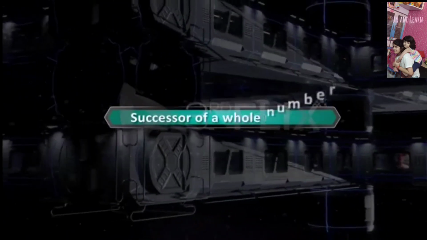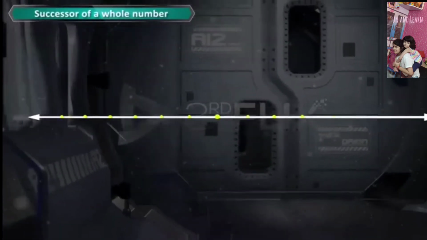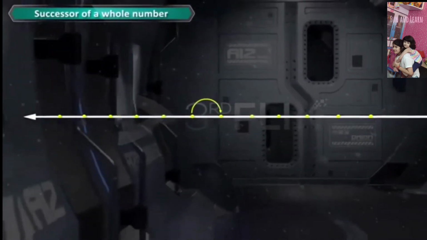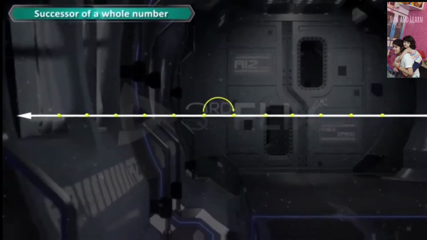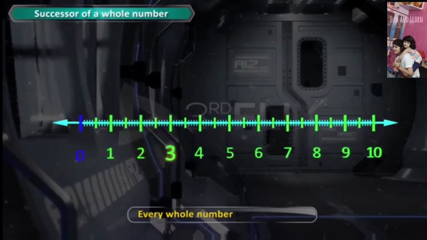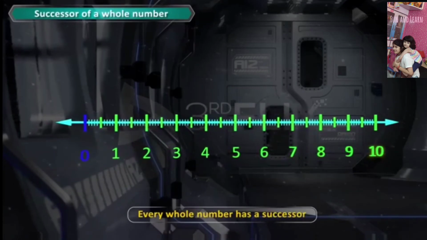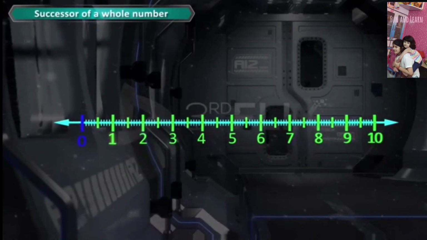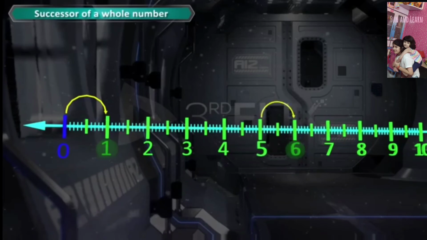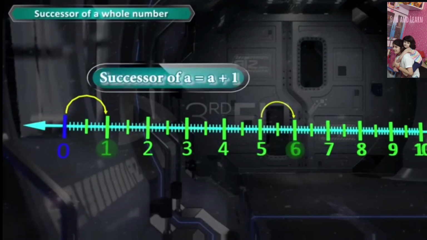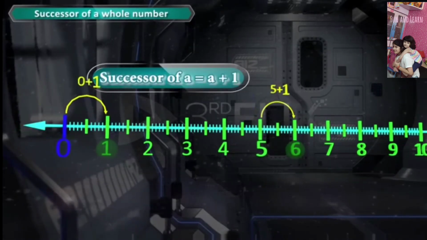Successor of a whole number. The number which comes after the given number is called the successor of that number. We can say every whole number has a successor. 1 is the successor of 0. In the same way, 6 is the successor of 5. To find the successor of a given whole number, add 1 to it.